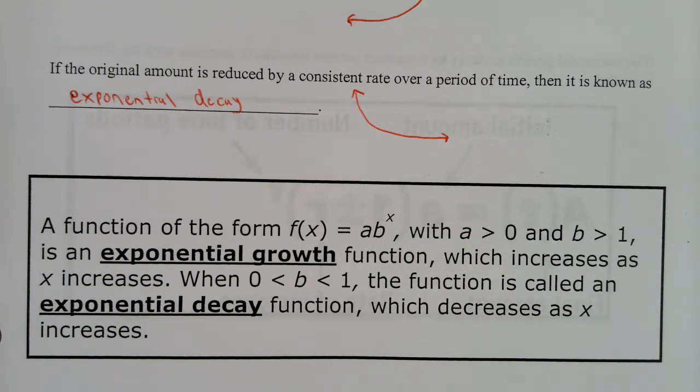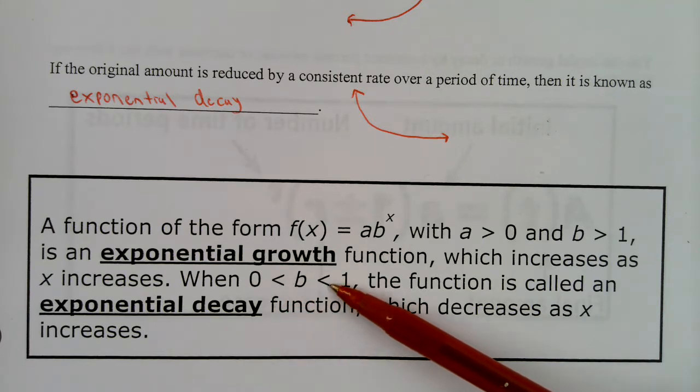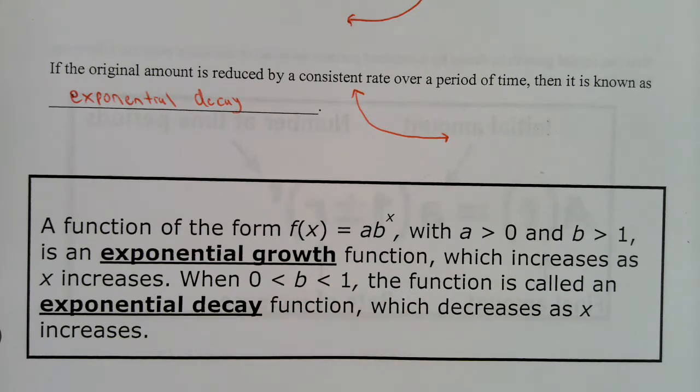Think about 1/2, for example. 1/2 to the second power is 1/4. 1/2 to the third power is 1/8. 1/2 to the fourth power is 1/16. So it's getting smaller. So when b is greater than 1, it's exponential growth. When b is between 0 and 1, it's exponential decay.